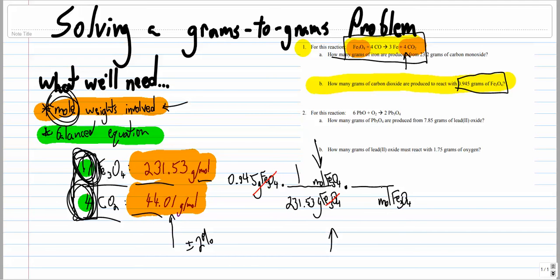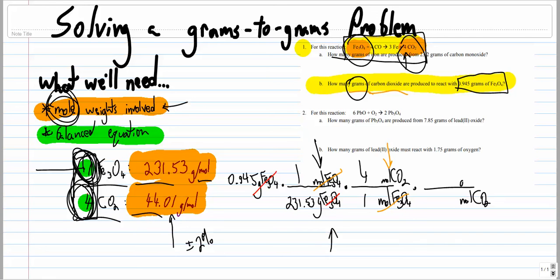And instead of Fe3O4, I want to talk about CO2. And the numbers that I fill in here are from the balanced equation: 1 for the Fe3O4, because it didn't have a coefficient, and then a 4 for the CO2. So now what I've canceled out is the moles of Fe3O4. If I stop now, I'm in moles of CO2. So I'm headed to where I want to be because the question says how many grams of the CO2. So next, I want to cancel out moles of CO2, and the question asks for grams. So I want grams of CO2.